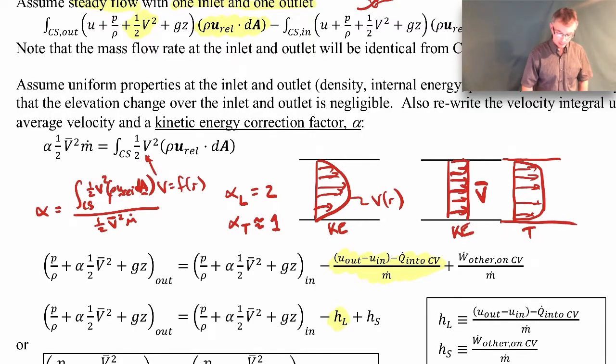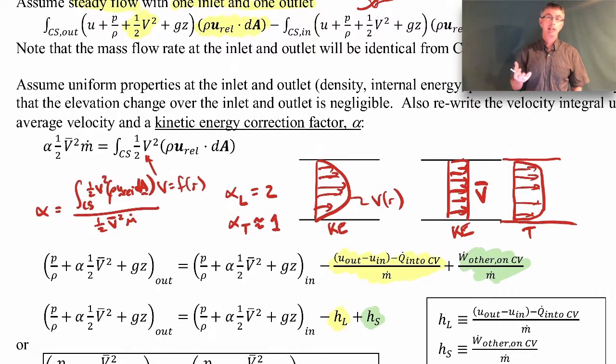This other term, I'll highlight it in green, is what we call a shaft head term. So this other work, the only other work that we ever really deal with for pipe flows is shaft work. Shaft work is just caused by a rotating shaft, which you might have for a pump or a turbine or a compressor or a fan, something like that. And so this will be our shaft work term, and then this is called shaft head.